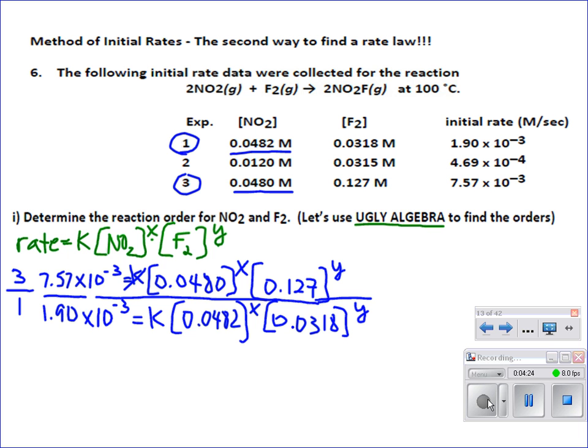I know K's cancel. This is why we keep one of them constant, because numerically something the same raised to the same power is a 1, right? So I can cancel those.